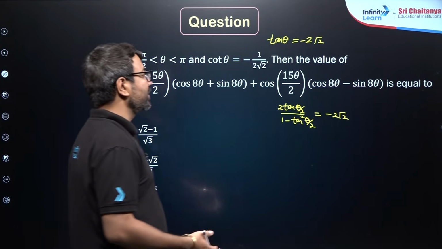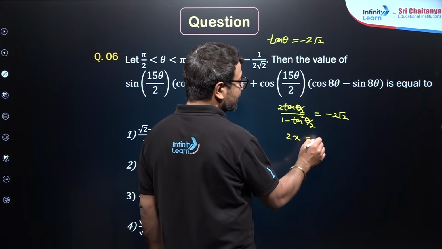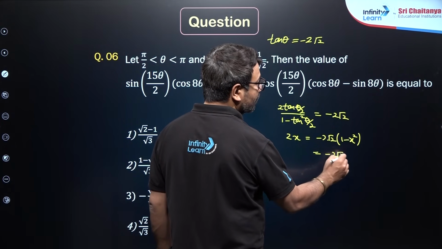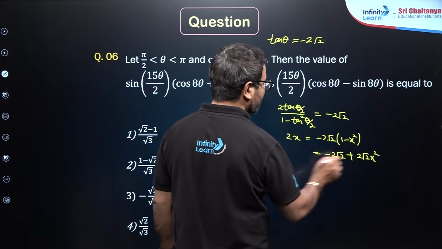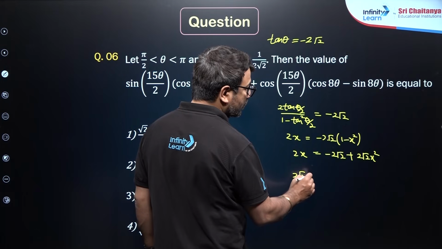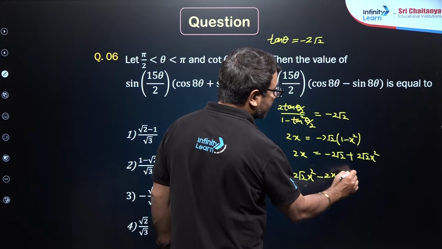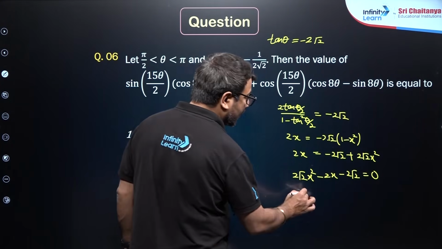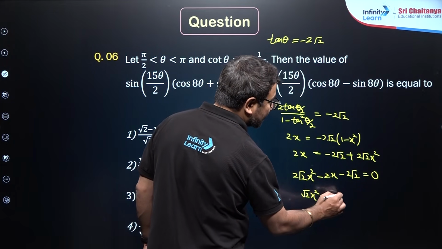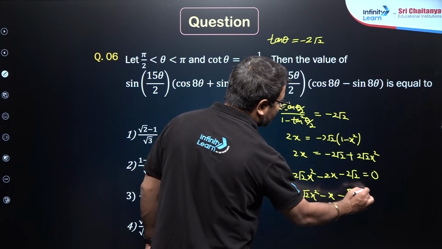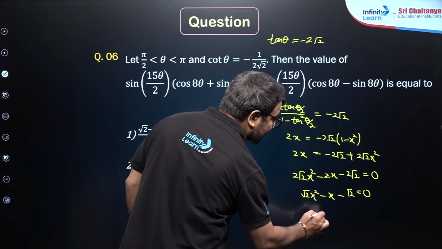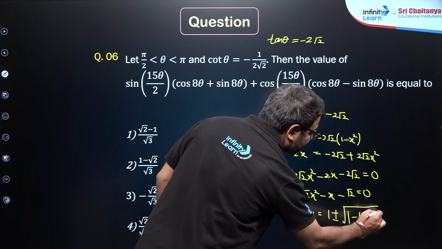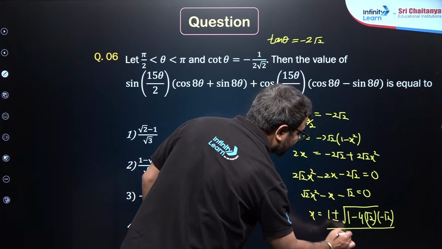Now, if you are trying to simplify this, you are having 2x equals 2 root 2 times 1 minus x square. If you open up the bracket, minus 2 root 2, then plus 2 root 2 times x square, and here you are having 2x. So 2 root 2 times x square minus 2x minus 2 root 2 is equal to 0. If you want, you can cancel this factor of 2. You will have root 2 x square minus x minus root 2 equals 0. So from here you will have the value of x as minus b plus minus square root of b square minus 4 into a into c, I hope you are able to understand, and this is divided by 2a.